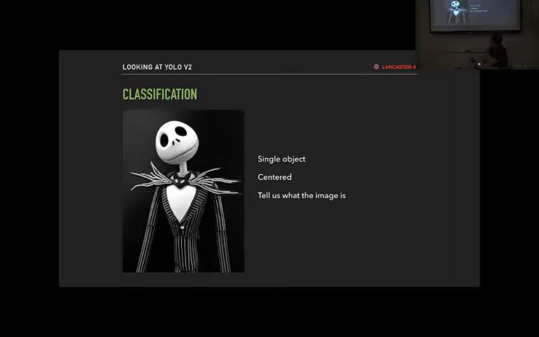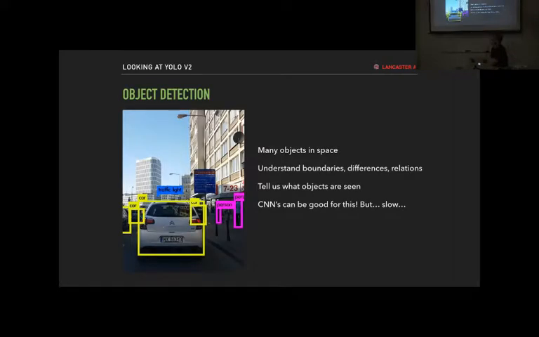And that's classification. The other thing you have is object detection, because the world operates a little bit differently. In object detection, you have a large, complex scene with many objects in space. You have to understand boundaries, the differences, and the relations between different pixels within the screen, and you need to be able to tell what the objects are that are seen.